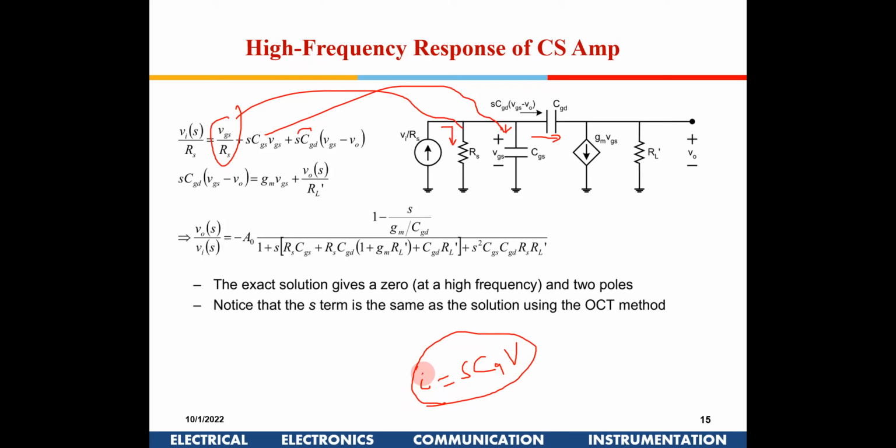Is it understood by all of you? Current. Sir, you are replacing the capacitor with its Laplace transform, yes. SC. Yes, that's a Laplace transform. S is a Laplace transform, right? Or j omega, whatever you write, right?